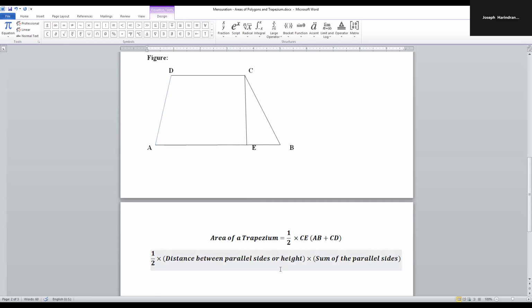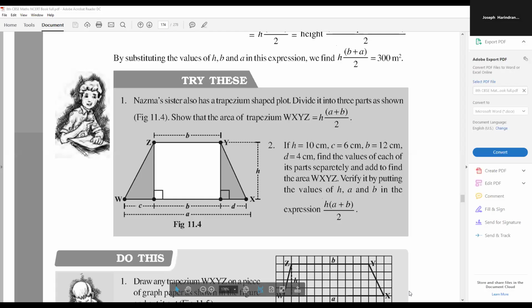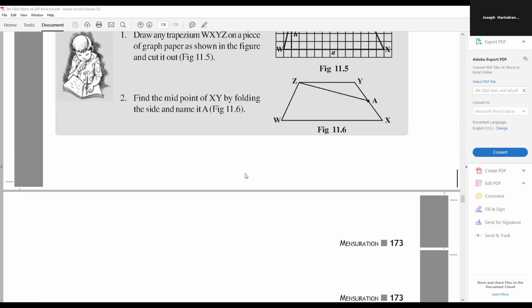So we can write that it is half into the distance between the parallel sides, or the height. This is part 1 of this video where we are going to see the area of quadrilaterals and polygons. The expression is half h into (a plus b). The h is the height, and small letter a denotes one of the parallel sides, and small letter b denotes the other parallel side. In the textbook it is given there. I'm just going through this.